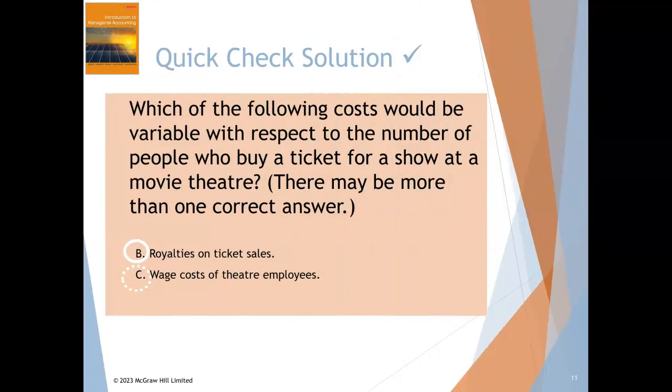Quick check solution. The correct answer is B, royalties on ticket sales, but it could also be C, wage costs of theater employees.